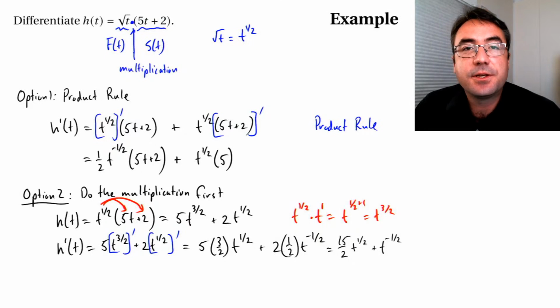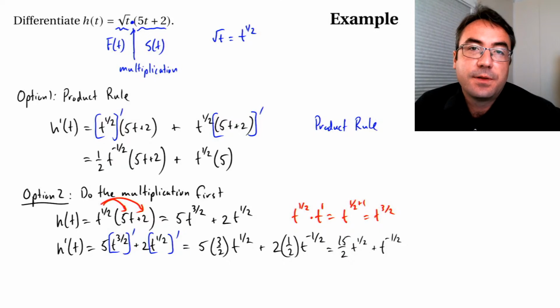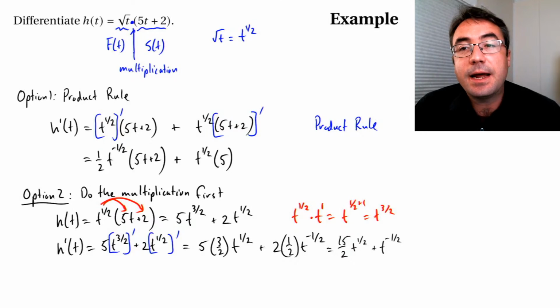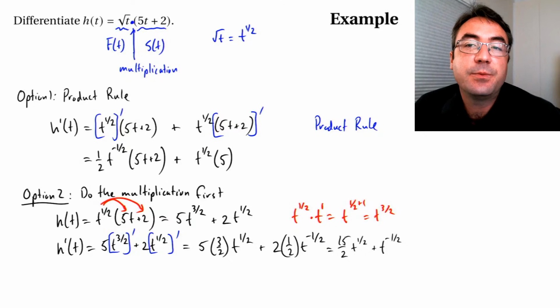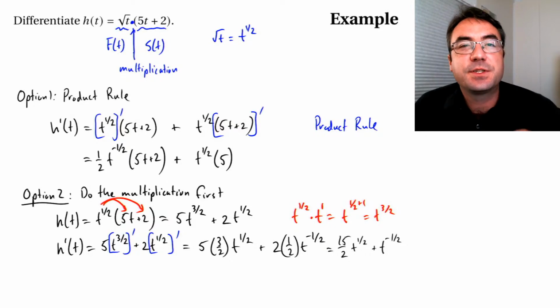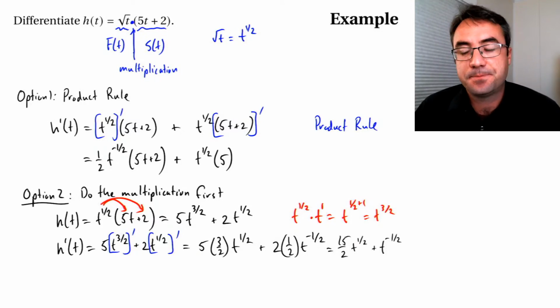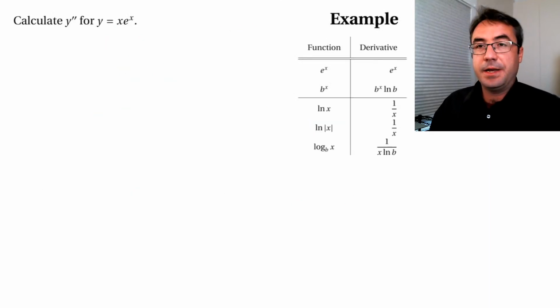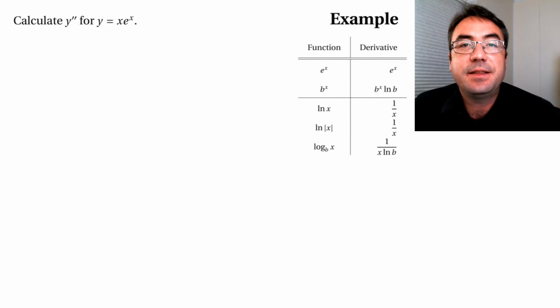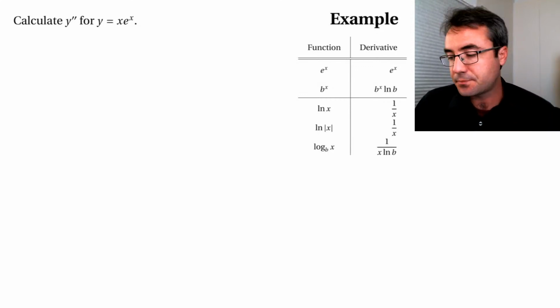So sometimes it's a little bit easier if you do the multiplication first, and you get a result that looks a little bit nicer in the end. So if you can, maybe try it out, see if you can do the multiplication. But as it turns out, there's functions that we can't really do it. So if it's a power function times a power function, maybe try doing the multiplication first. But in this example, we have x times e to the x, and our hand is forced here. We have to do the product rule.